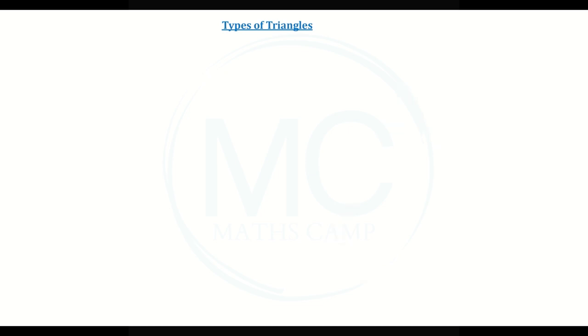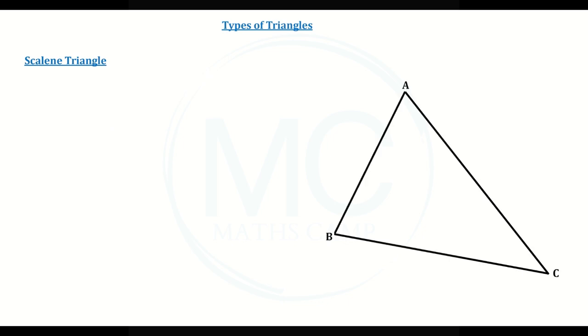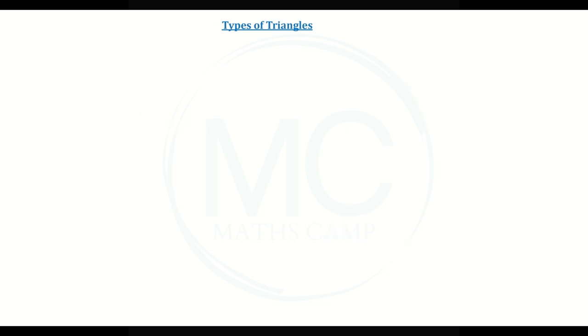Next, let's look at scalene triangles. Let's draw a quick sketch. A scalene triangle has three unequal sides and three unequal interior angles. We have said there are three types of triangles when we classify them by the lengths of their sides, but there are actually four types of triangles when we classify them by their angles.